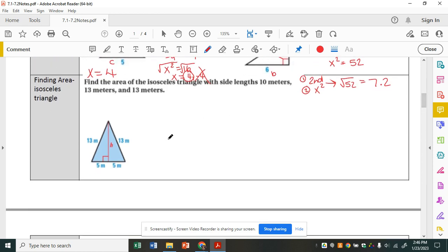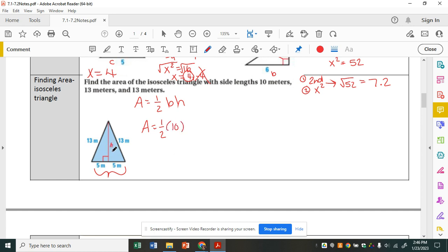In my next example, we're talking about the area. It says find the area of the isosceles triangle with side lengths 10 meters, 13 meters, and 13 meters. The first thing that I want to remember is that the area of a triangle is 1/2 times the base times the height. If I'm looking at this entire triangle, I have some of these values, right? I'm keeping the 1/2. The base is the base of the entire triangle. This is your base. So you would add those together. The base would end up being 10.